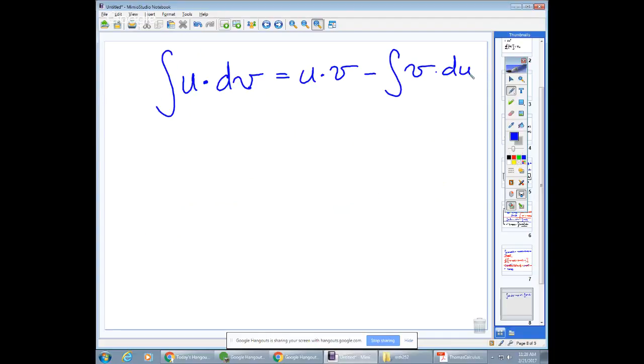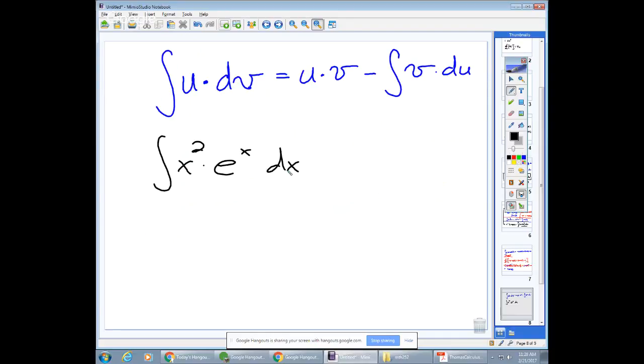So let's find a more interesting problem to do this on. How about the integral of x squared times the cosine of x? No, let's not do cosine of x. Let's do something a little easier. How about x squared times e to the x dx?